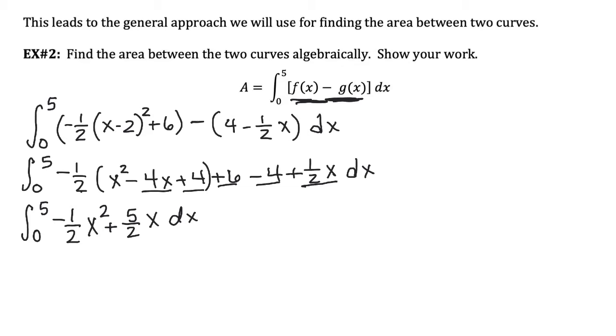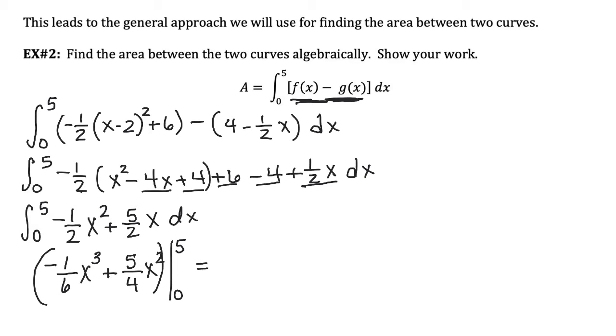If you integrate negative 1/2 x squared, that's going to give you negative 1/6 x cubed. And if you integrate 5/2 x, we add 1 to the exponent, that gives a 2, and that's what you divide by. So that's going to give you 5/4 x squared. And that's all evaluated, need to put parentheses there, from 0 to 5. And again, please use your calculator here, and you're going to get 125 over 12.